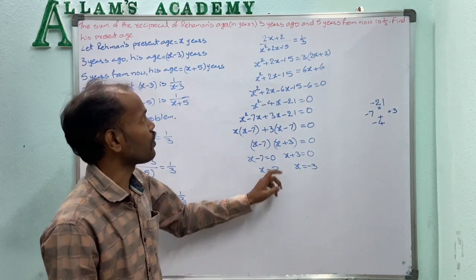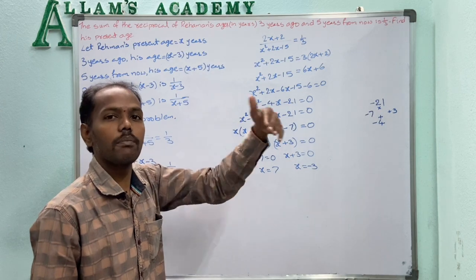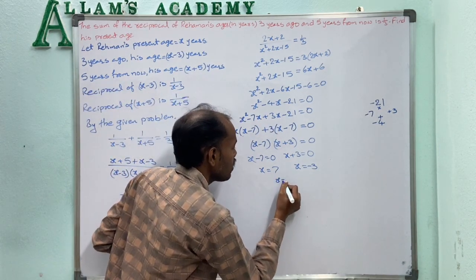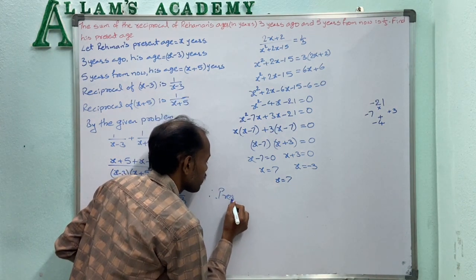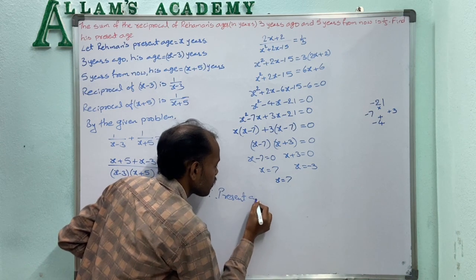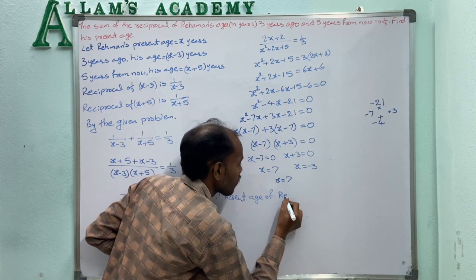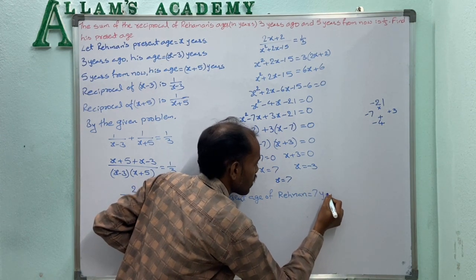And here we want to find the Rahman's present age. So the age is nothing but the negative number, that is not possible, positive number only. So x equal to 7. Therefore present age of Rahman is 7 years.